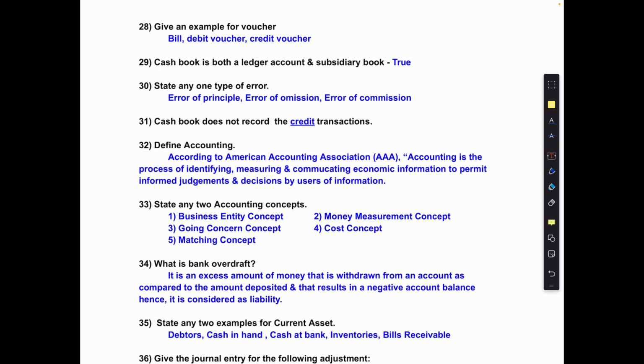What is bank overdraft? It is an excess amount of money that is withdrawn from an account as compared to the amount deposited, and that results in a negative account balance. Hence, it is considered as liability. Bank overdraft is a liability. Question number 35. State any two examples for current asset. That is debtors, cash in hand, cash at bank, inventories, bills receivable, etc.